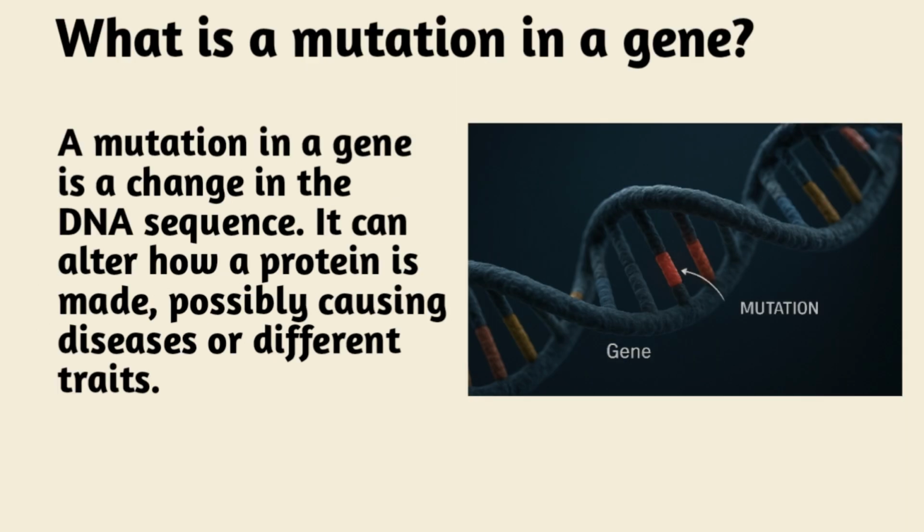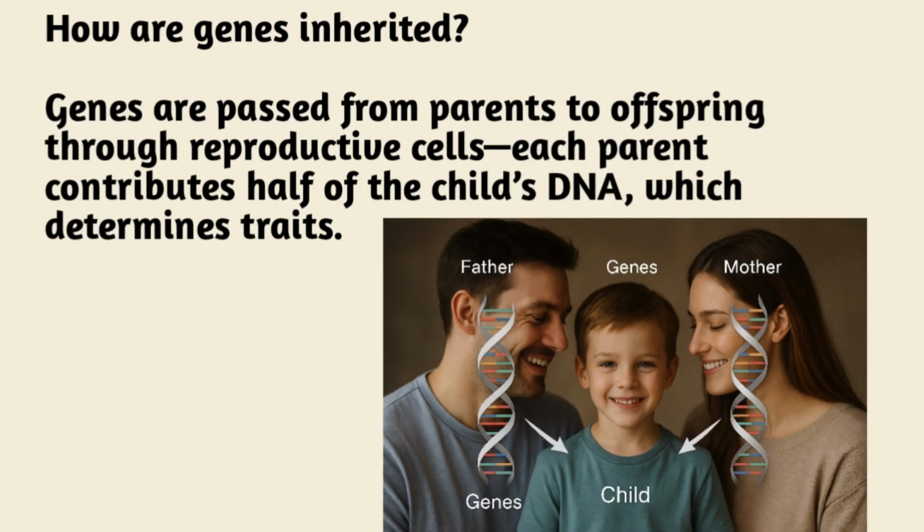What is a mutation in a gene? A mutation in a gene is a change in the DNA sequence. It can alter how a protein is made, possibly causing diseases or different traits. How are genes inherited? Genes are passed from parents to offspring through reproductive cells. Each parent contributes half of the child's DNA, which determines traits.